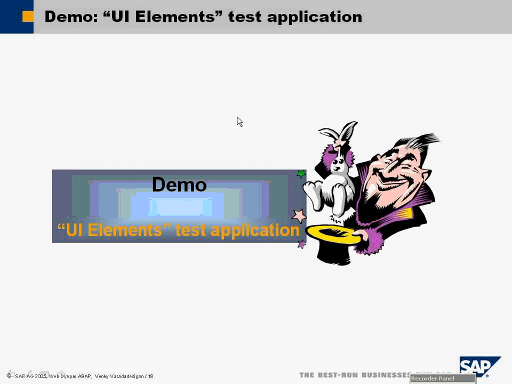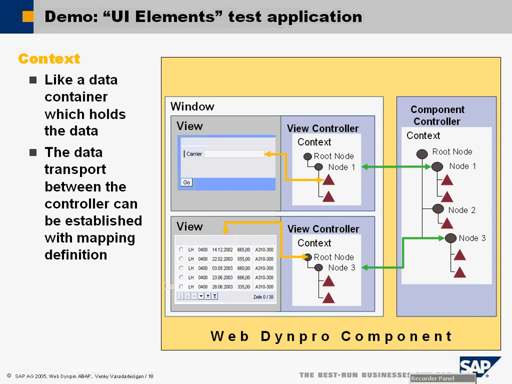Okay, so let's get back to our presentation. You saw the standard application called WDR Test UI Element, which you can play around with to get yourself familiar with UI elements. Since we don't have much time, I'm going to step on the pedal and accelerate a little bit, so a little faster.